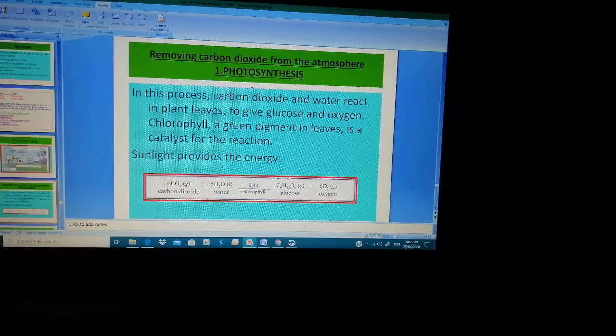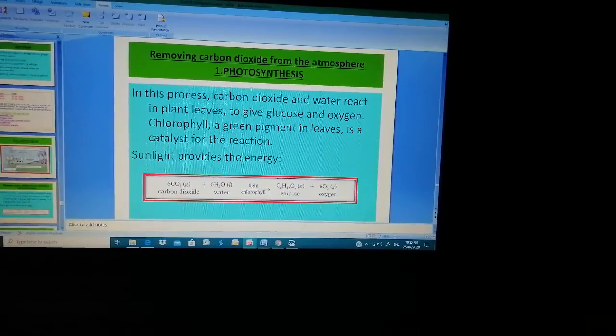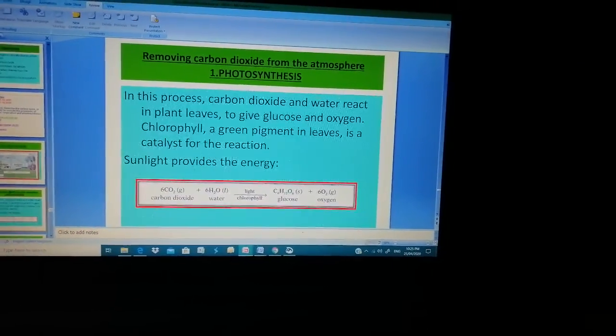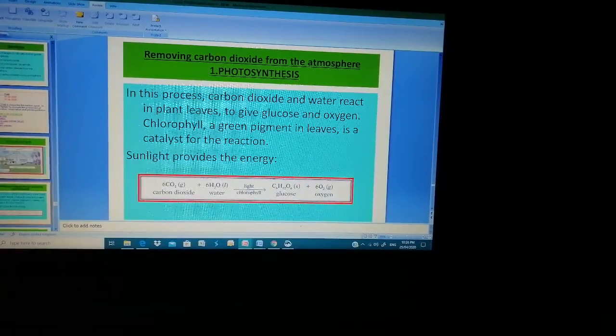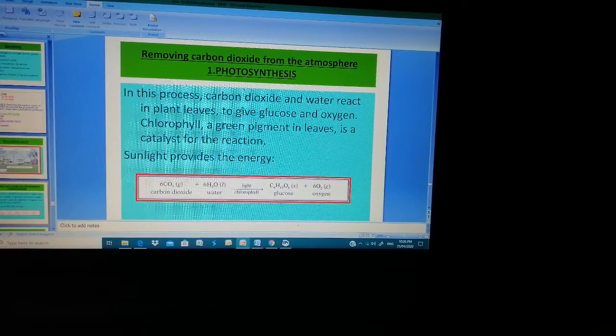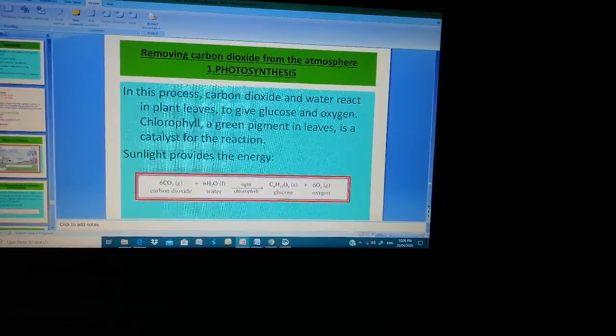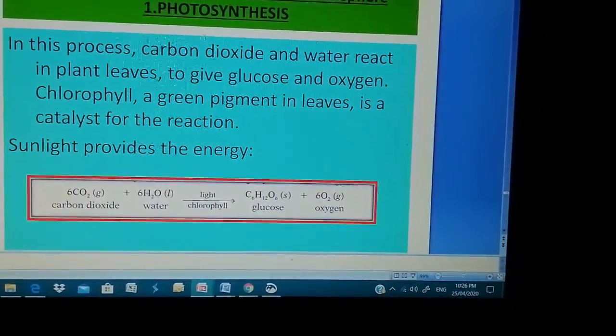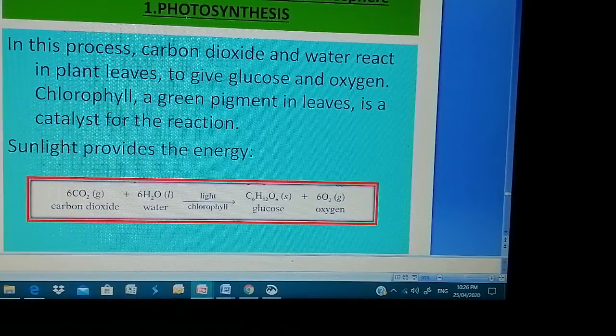So the first process which helps in the removal of carbon dioxide from the atmosphere is photosynthesis. You know photosynthesis, in which plants prepare glucose with the help of carbon dioxide and the presence of a green pigment called chlorophyll, and sunlight provides the energy for that. You can see here the equation, 6CO2 plus 6H2O in presence of light and chlorophyll gives you glucose and oxygen. So by this process the carbon dioxide in the atmosphere is removed or used up.